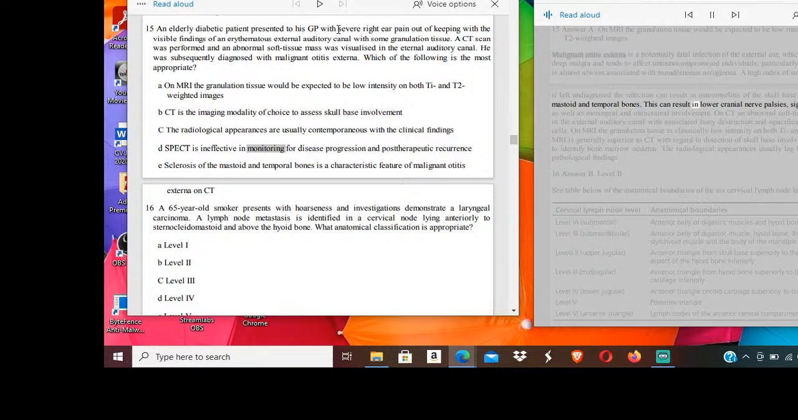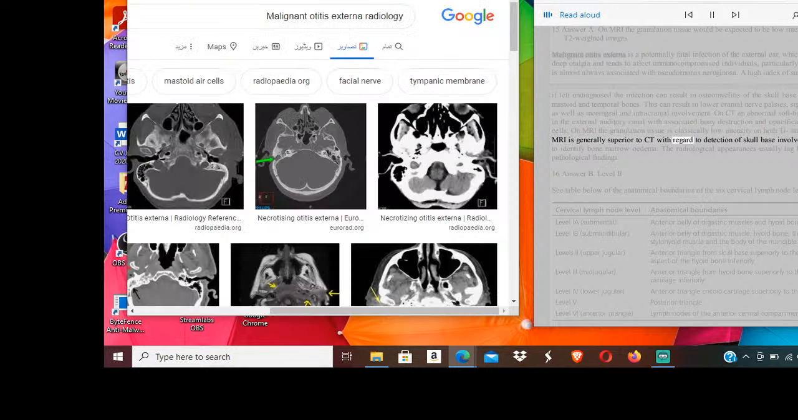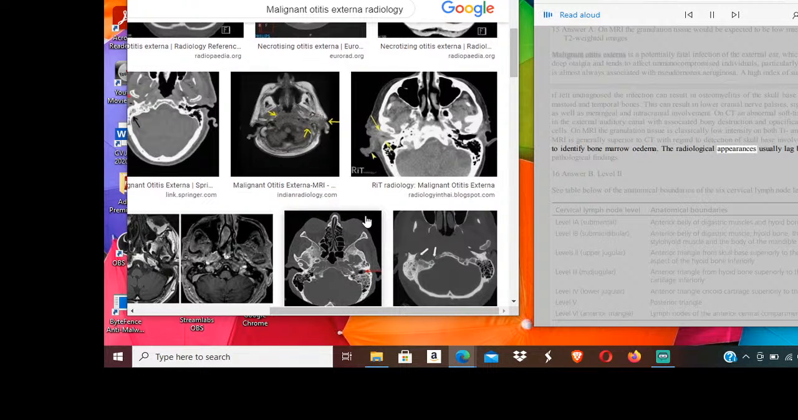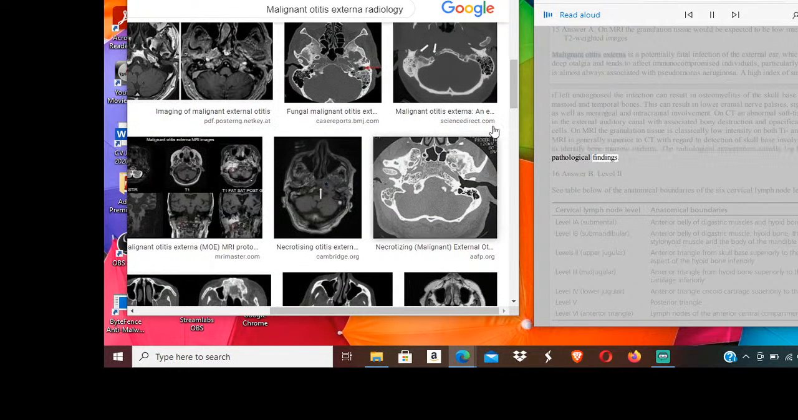This can result in lower cranial nerve palsies, sigmoid sinus thrombosis as well as meningeal and intracranial involvement. On CT, an abnormal soft tissue mass is visualized in the external auditory canal with associated bony destruction and opacification of the mastoid air cells. On MRI, the granulation tissue is classically low intensity on both T1 and T2 weighted images. MRI is generally superior to CT with regard to detection of skull base involvement due to its ability to identify bone marrow edema. The radiological appearances usually lag behind the clinical and pathological findings.